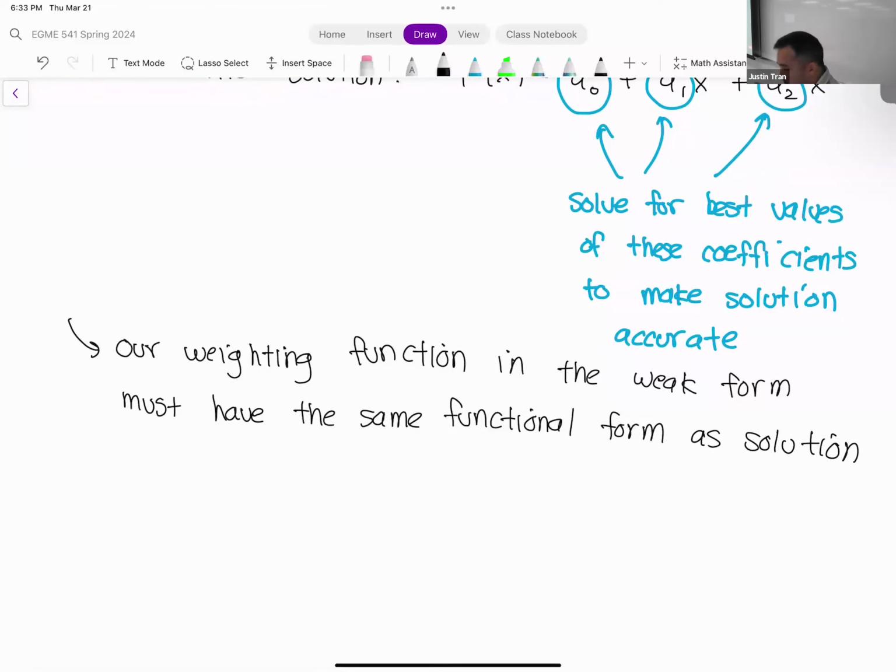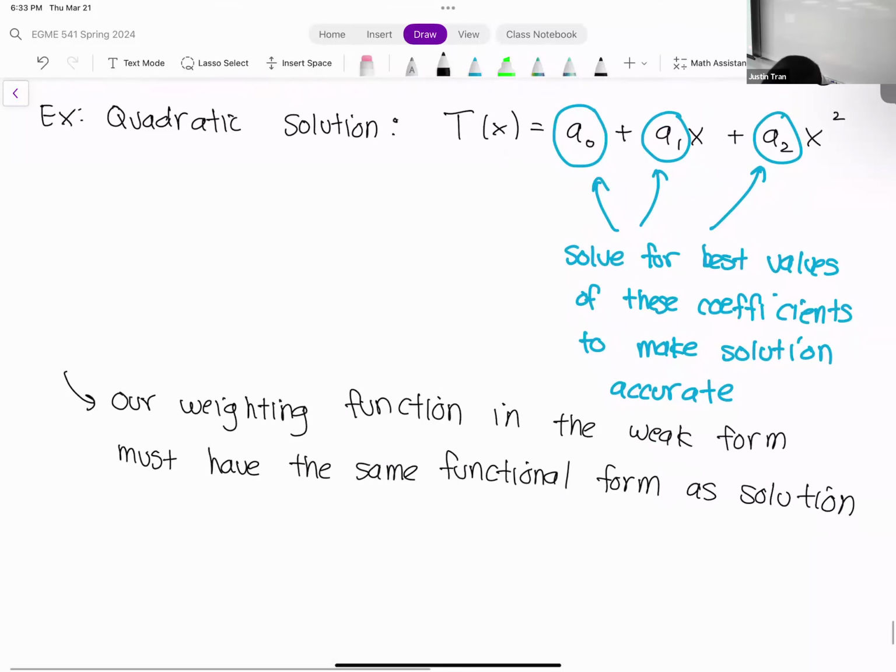So if we're going to assume that our solution is a quadratic function, then our weighting function must also be a quadratic function. So we have w of x equal to b0 plus b1x plus b2x squared. Granted, its coefficients are going to be different, so that's why we're using b's instead of a's, but it has the same three terms: a constant term, a linear term, and a quadratic term.